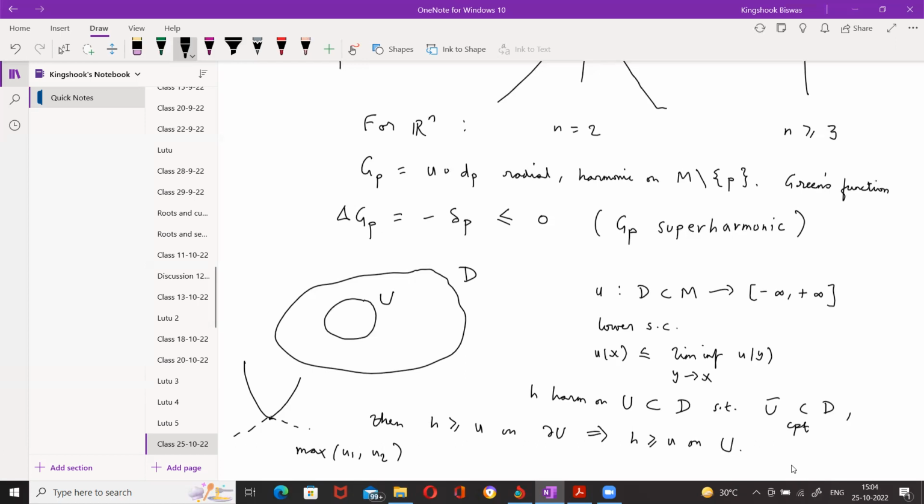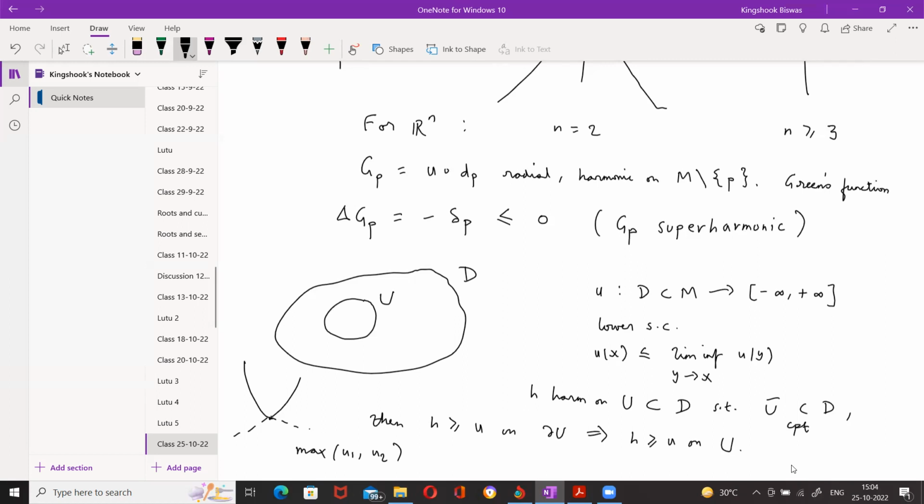Similarly for superharmonic functions, you have a similar definition. You just reverse the signs of these inequalities. So this Green's function is superharmonic in that sense.